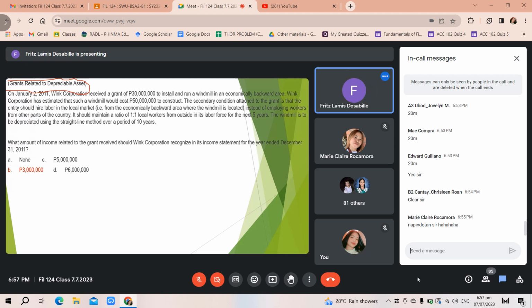Okay. Sige. So the question, what amount of income related to the grant received should Wink Corporation recognize in its income statement for the year ended December 31, 2011? Okay. So we can actually compute it using both options. Pwede nato siya ma-compute using both options.